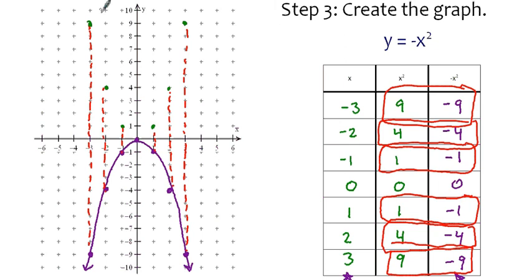In fact, this graph is nothing more than a mirror image of the original graph of y equals x squared. Just to emphasize that point one more time, the graph of y equals negative x squared is a reflection of the original graph through the x-axis.